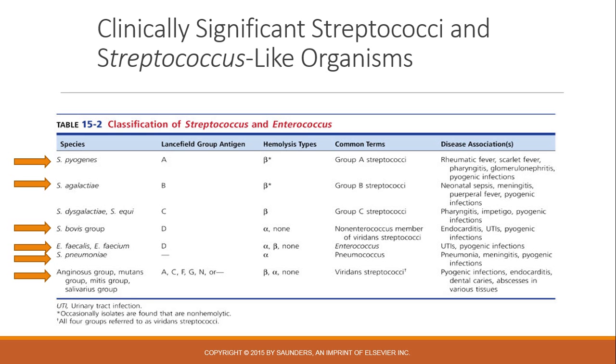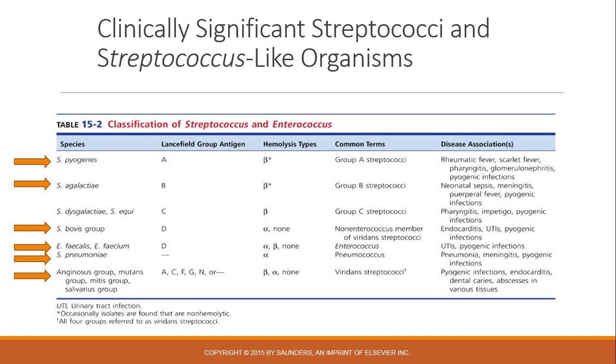These are the disease associations. You've got rheumatic fever, scarlet fever, pharyngitis, which is your strep throat, right? Acute glomerulonephritis, and other kinds of pyogenic infections. So that's your group A.